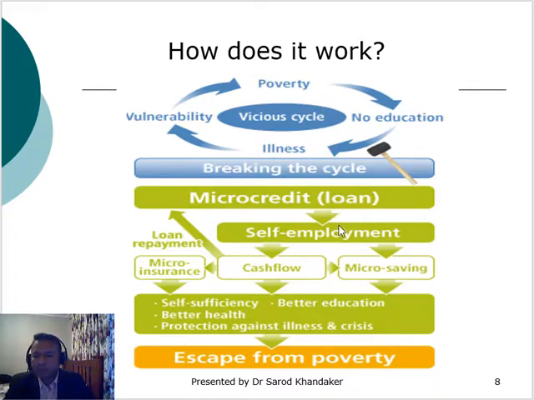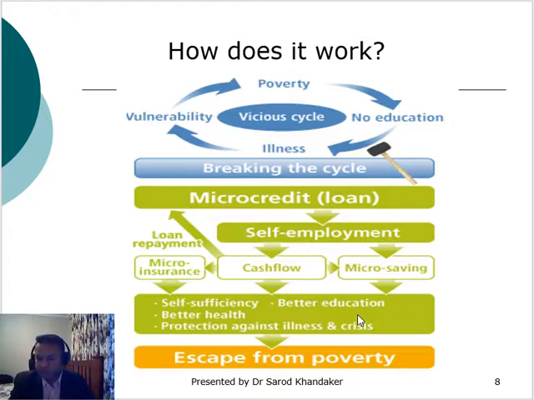The small microcredit finance helps them with cash flow for themselves. It also helps them with micro savings, and it can help them get some micro insurance. So it helps them to be financially independent, with better health, protection against illness and crisis, and better education. And when these poor people can get these things, they have the cash flow because they're self-independent, because they receive a loan and they receive training from the microfinance institution.